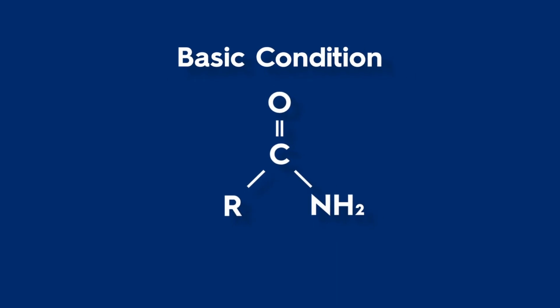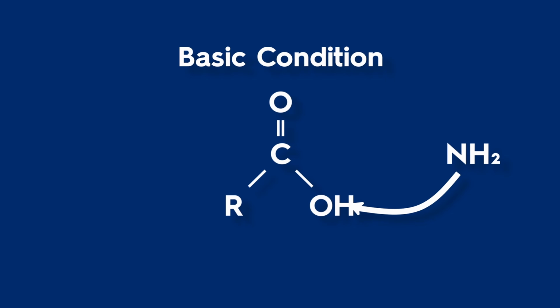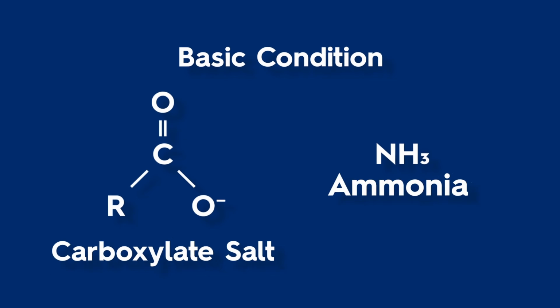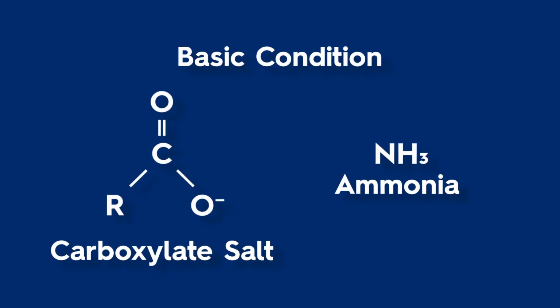Conversely, in basic conditions, hydroxide attacks instead. The intermediate collapses, releasing an amide ion that quickly grabs a proton to form ammonia. This gives a carboxylate salt, which only becomes the free acid after an acid workup.